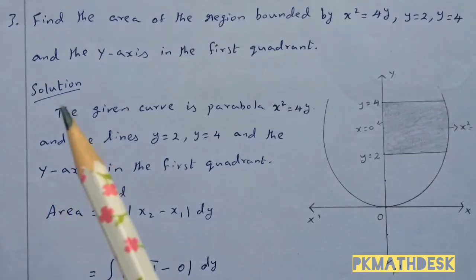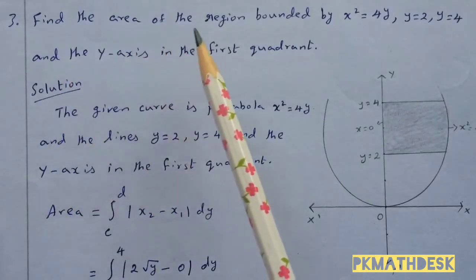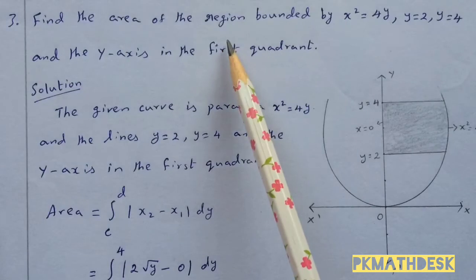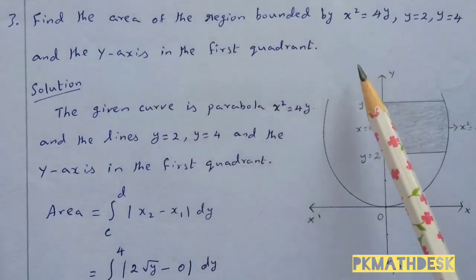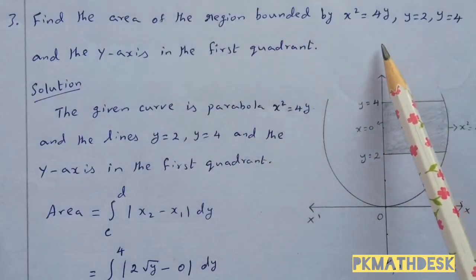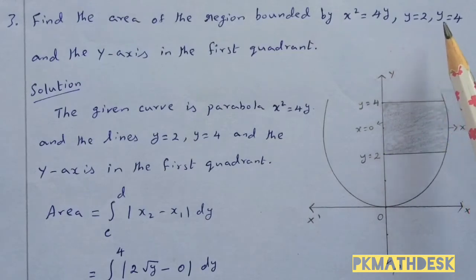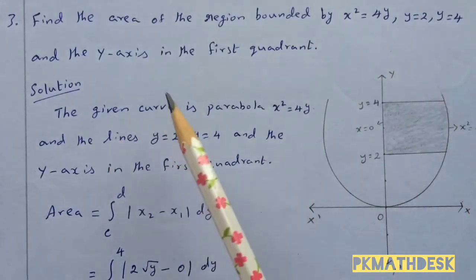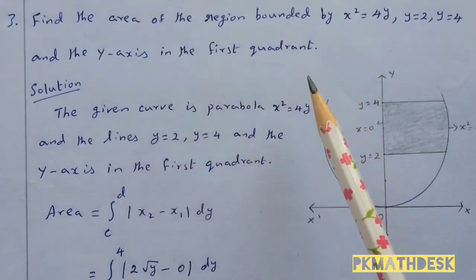Now see the problem number 3. Find the area of the region bounded by x square equal to 4y, y equal to 2, y equal to 4, and the y axis in the first quadrant.